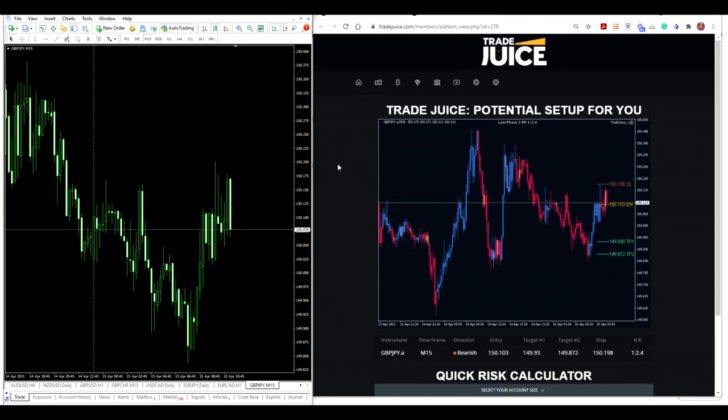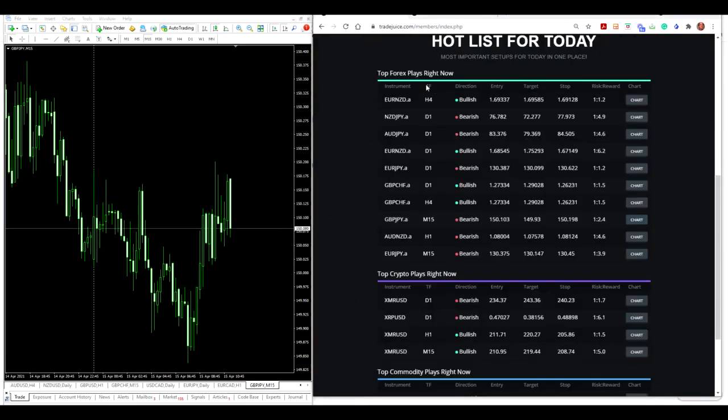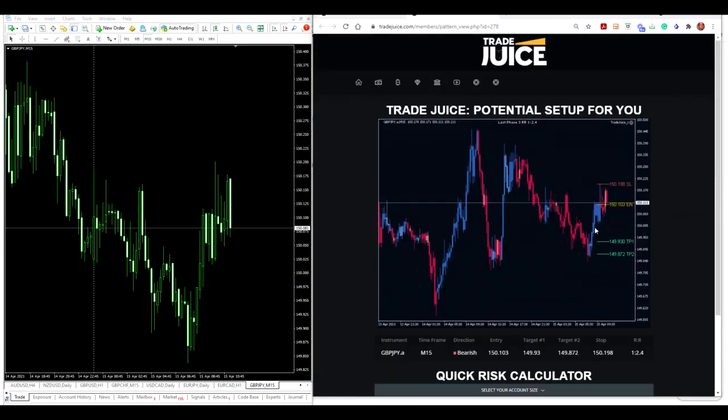Adrian here, and I'm on the pound Japanese yen. I've just had a look at the hot list for today on the Tradeology platform, and amongst all the trades, I've selected one, the pound Japanese yen 15-minute chart, and Tradeology displays this for me.